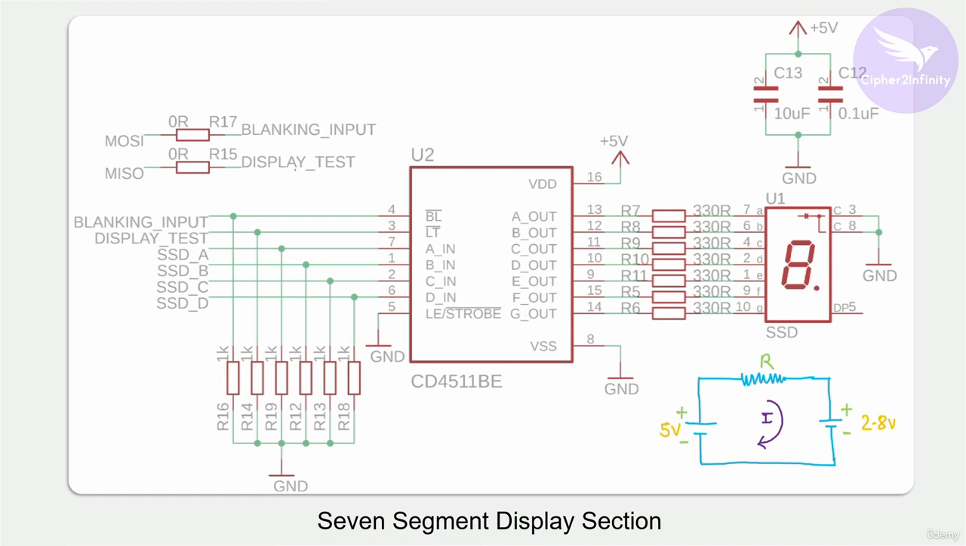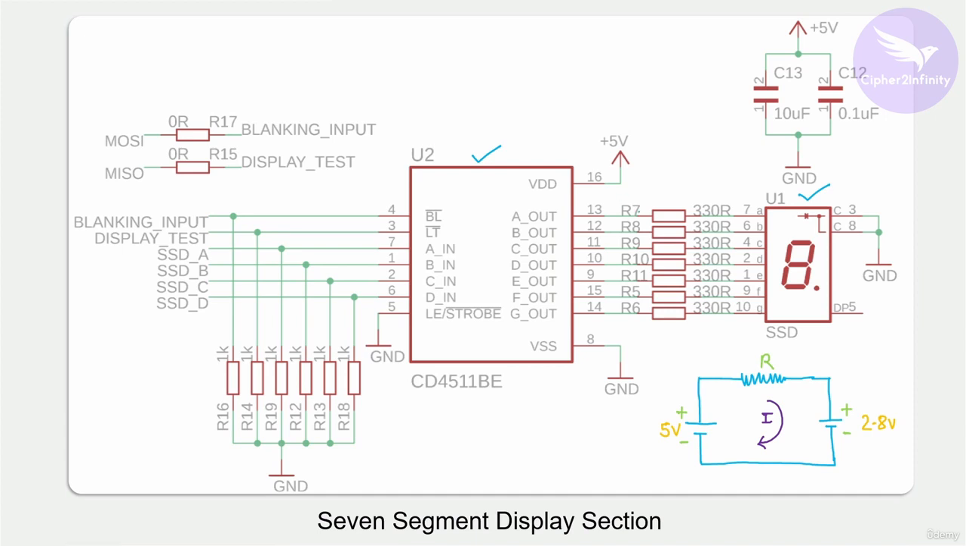So this is basically the circuitry of the 7-segment display section, and you already know this is the CD4511BE IC, which is the BCD to 7-segment display driver IC, and then this is the 7-segment display about which we have already discussed in detail. Okay, so let's try to understand this entire circuitry in a step-by-step manner.